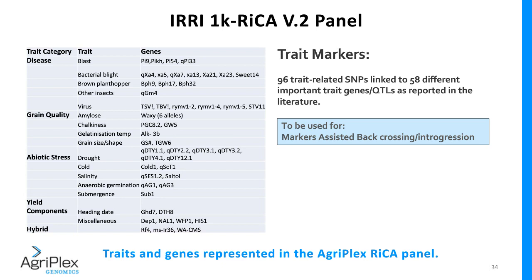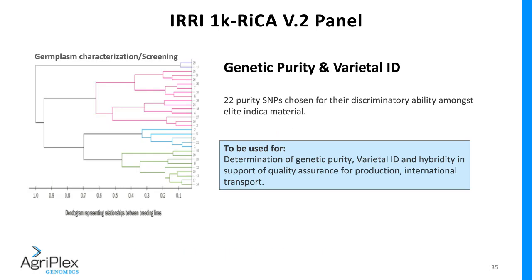The panel also includes 22 SNPs that were chosen for their discriminatory ability amongst elite indica material, and they're used in the determination of genetic purity, varietal identity, and hybridity. Those are more on the production quality assurance side of the spectrum. Overall, the nested multipurpose panel can be used for marker-assisted backcrossing, genomic selection, QTL studies, and QA applications such as seed purity and genetic purity.